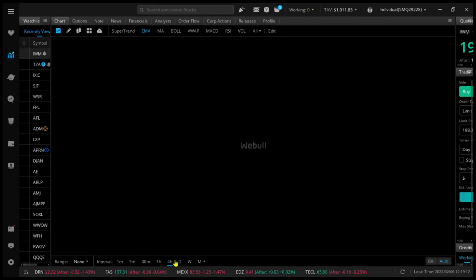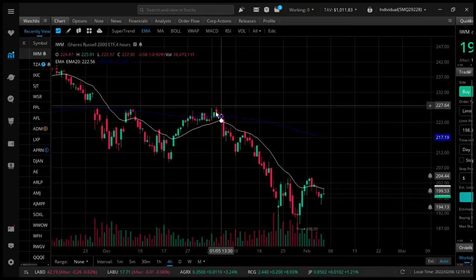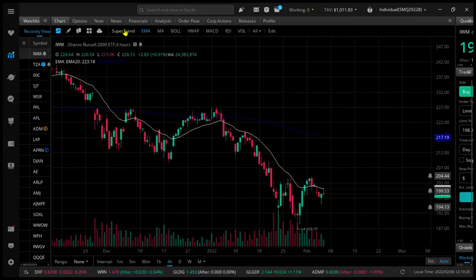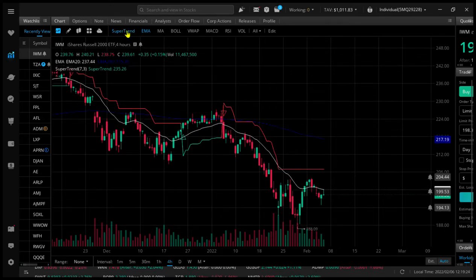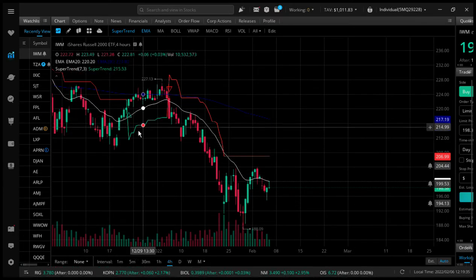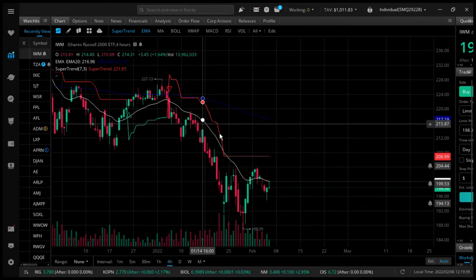So let's go to the 4-hour time frame right here so we can take a look. The additional indicator I use is the super trend. Okay, so this is just default settings on Webull, the super trend. And what it does is it just basically gives you a non-biased indicator to tell you what the trend is, right? So when the trend is green, it means it wants you to buy, right? When the trend is red, it wants you to sell.